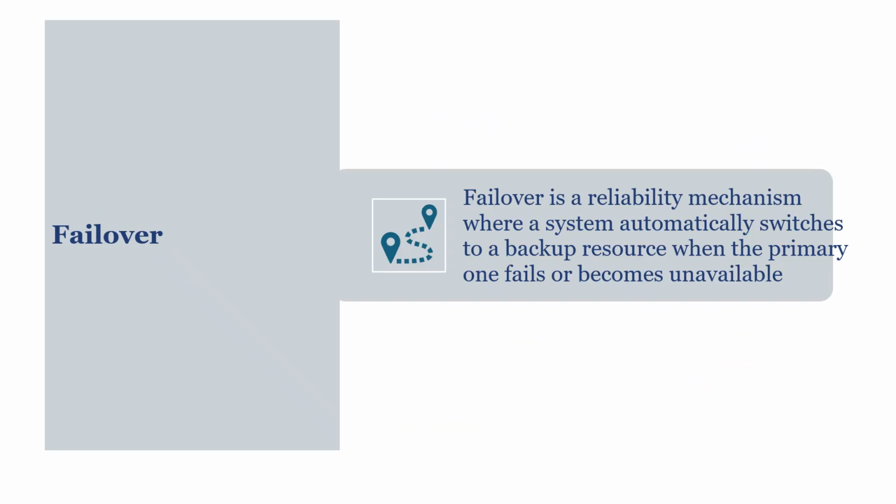Failover is a reliability mechanism where a system automatically switches to a backup resource when the primary one fails or becomes unavailable.